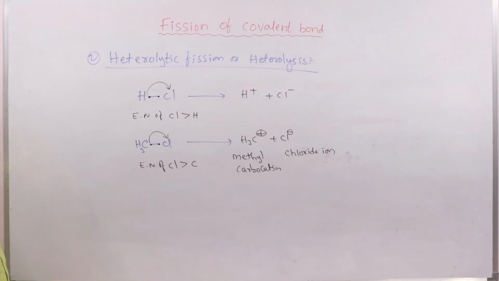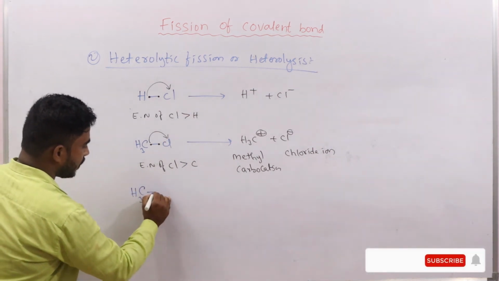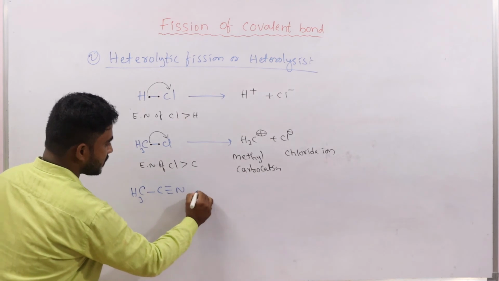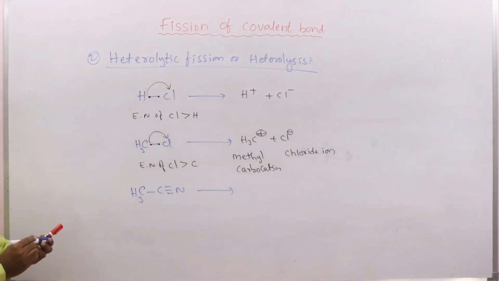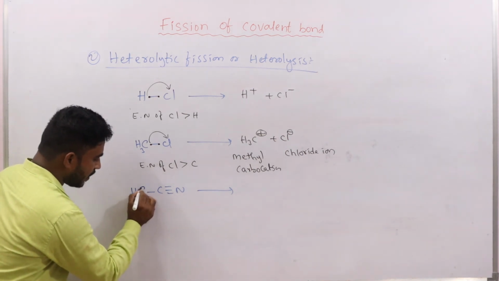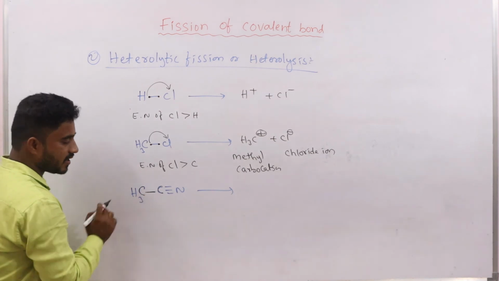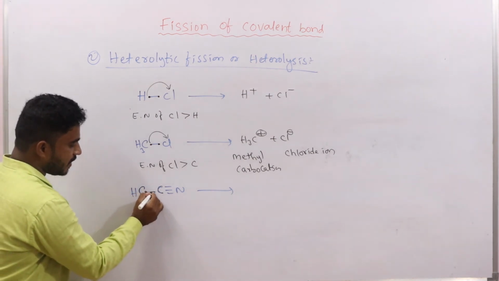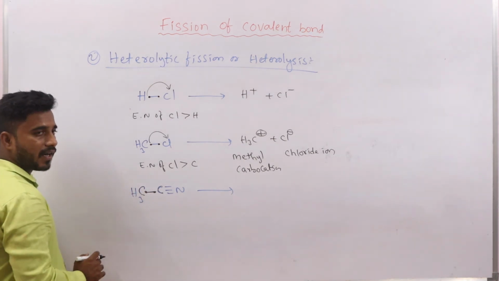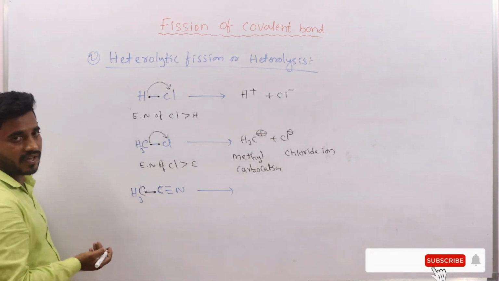Then if we take CH3, C triple bond N, what will happen here? Here this is a carbon, and here another carbon, and between these two carbons one single bond is present. So the covalent bond is present between similar atoms. Then these two electrons move towards which carbon side? That is very, very important.